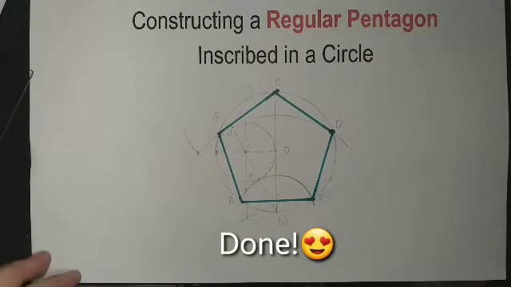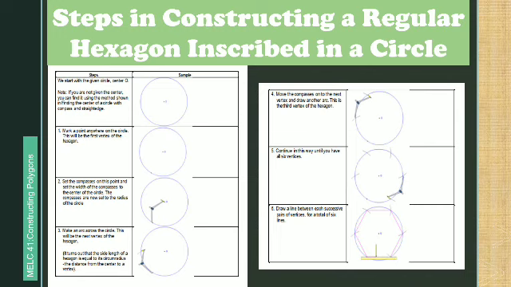There you have it. I hope you followed. Here are the steps in constructing a regular hexagon inscribed in a circle. There are just 6 steps here, and I will show you now how to perform these steps one by one.